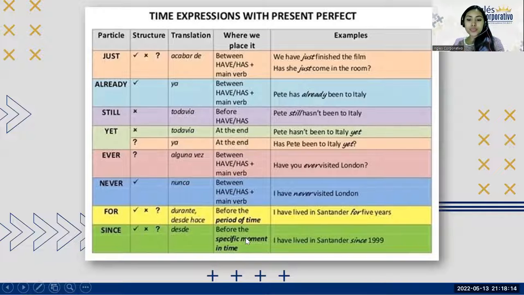Y el since es cuando se quiere decir desde cuándo está haciendo algo. Por ejemplo, I have lived in Santander since 1999. Okay, I have lived in San Salvador since 2000. Okay, how many years have I lived in San Salvador, guys? I have lived in San Salvador for 20 years because since 2000, 2022, sorry. So it's going to be 22 years. Oh my God, 22 years.